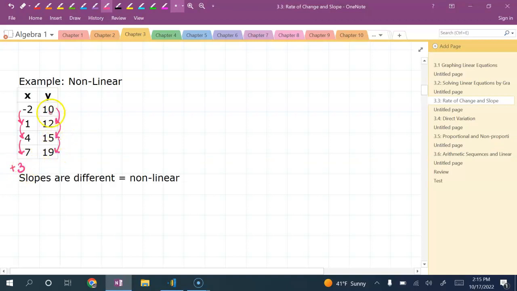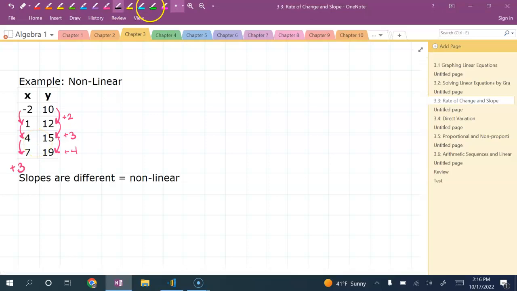Because if I look, 10 to 12 would be adding 2. 12 to 15 would be adding 3. 15 to 19 would be adding 4. So it's not consistent in the y's here, which means that these are not going to be linear, because I can't set up like I did on that first one, because it's not constant on both sides. It's only constant on the x.